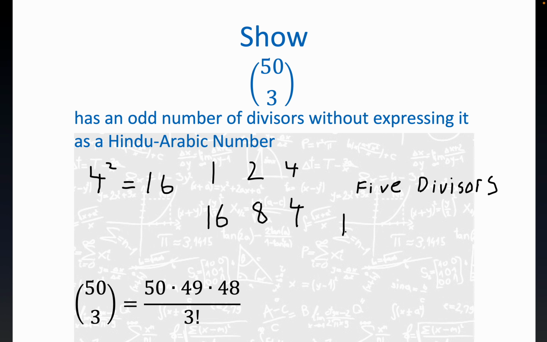k squared, where k is a natural number, has an odd number of divisors. Number of divisors. Allow me to abbreviate since I write slow. Number of divisors.